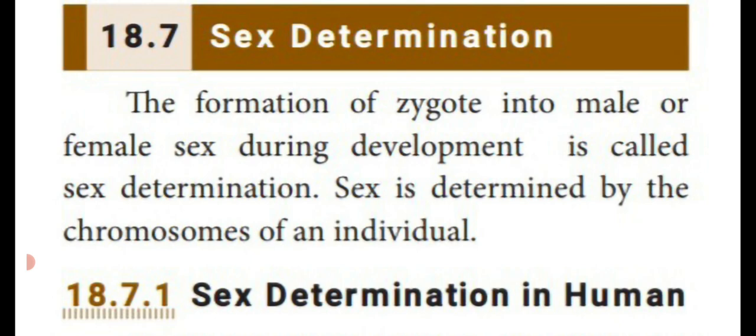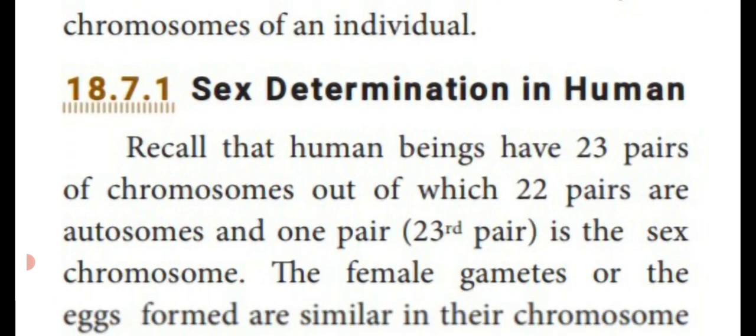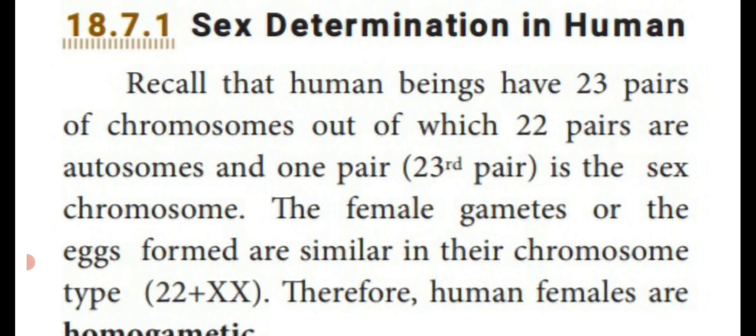Dear students, in our body, we have 23 pairs of chromosomes. That is 46 chromosomes. Out of these 23 pairs, 22 pairs are present in the body cell, called somatic chromosomes or autosomes. The remaining 1 pair is known as sex chromosome or allosome. That one we already saw in the karyotypic method.